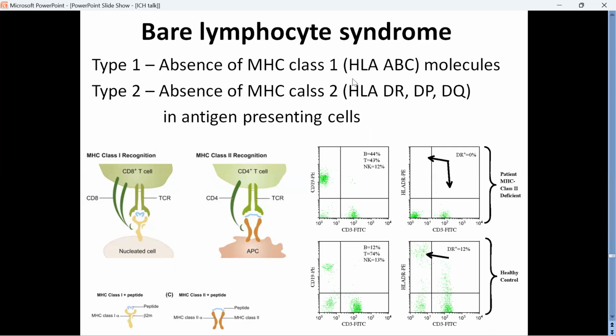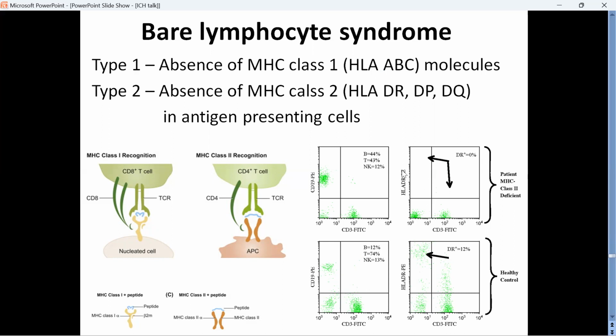So by flow cytometry, we can diagnose bare lymphocyte syndrome. This is a control, where the antigen presenting cells are B cells, dendritic cells, and monocytes. Here you find the lymphocyte subset analysis, the T cells and the B cells, and you find the B cells showing HLA-DR expression, which means the B cells are showing MHC class 2 molecules.